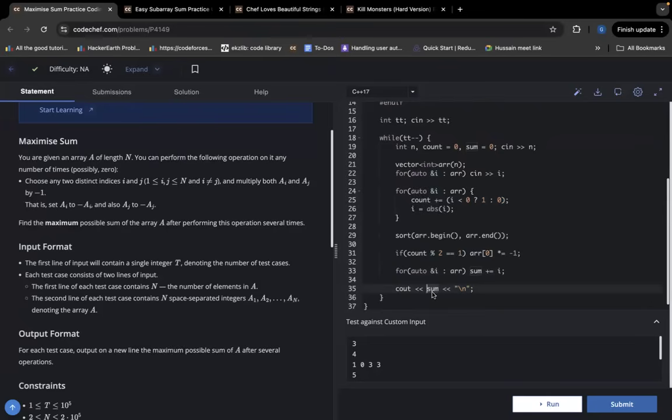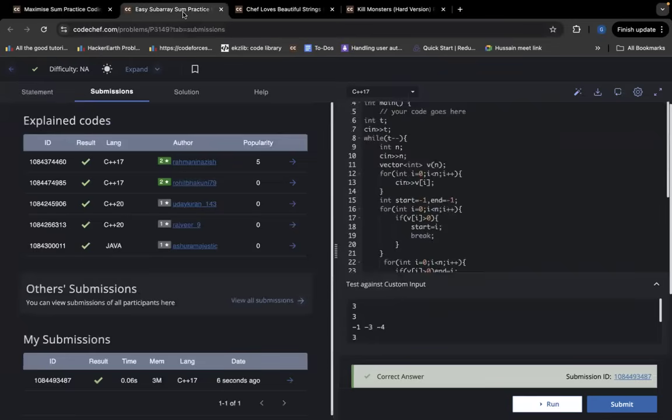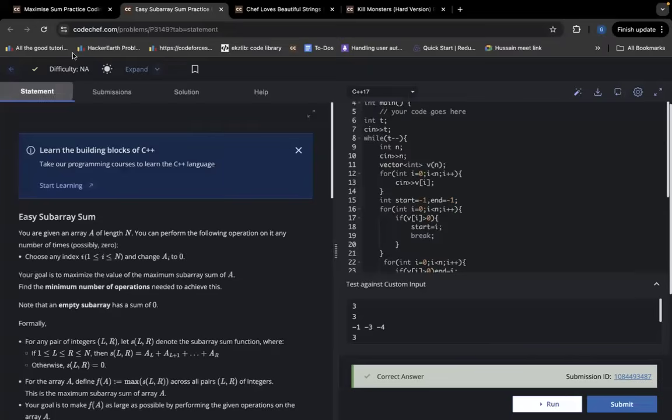Great. So if this much is clear for everyone, guys, let's move on to the next problem. What does the problem say? It is, one second, it is easy subarray sum.